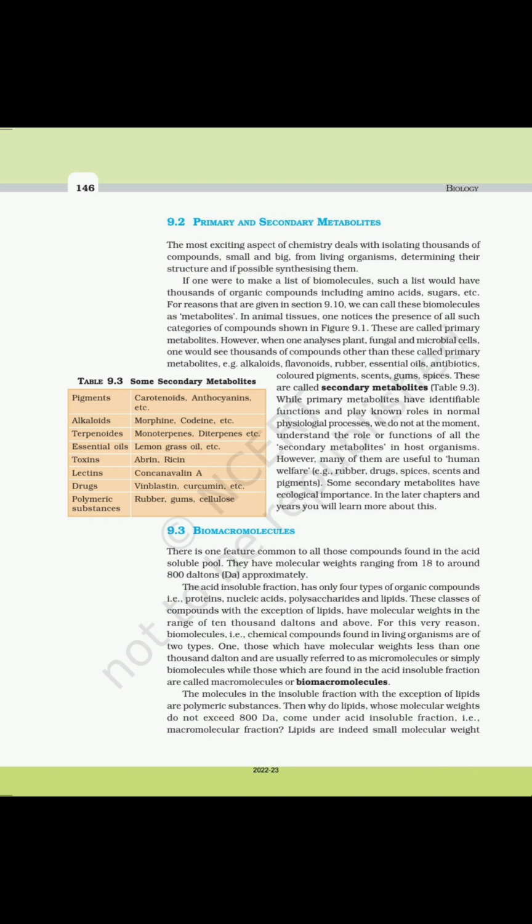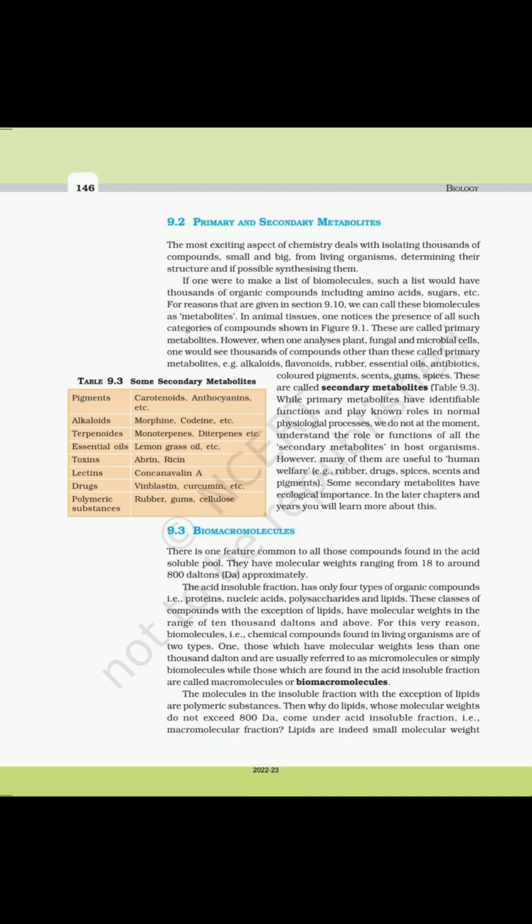However, when one analyzes plant, fungal and microbial cells, one would see thousands of compounds other than these primary metabolites, e.g. alkaloids, flavonoids, rubber, essential oils, antibiotics, colored pigments, scents, gums, spices. These are called secondary metabolites.